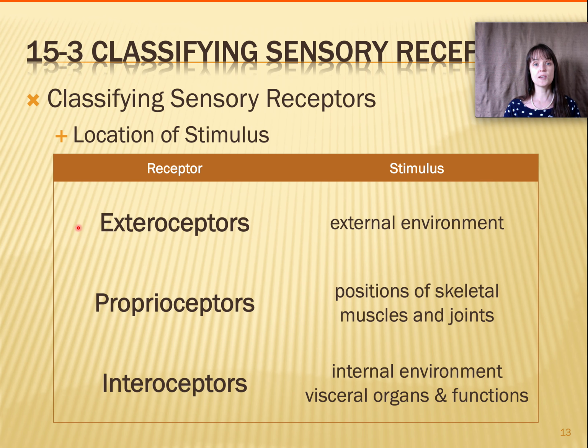So the exteroceptors monitor your external environment. This will include most of the general senses: touch, temperature, pressure, vibration, and so on. Proprioceptors monitor the position of skeletal muscles and joints. The exteroceptors and the proprioceptors together are your somatic sensory.